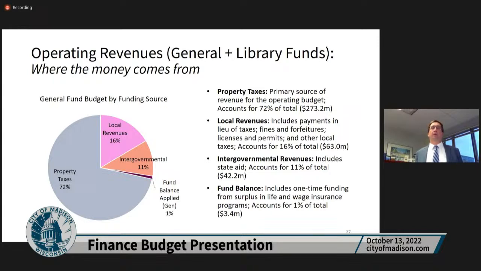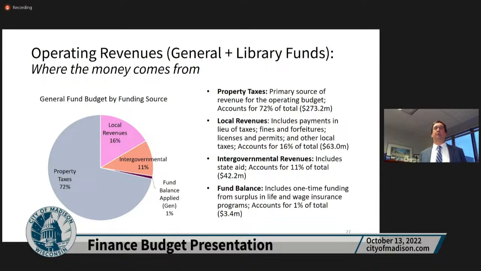And that includes what we call payment in lieu of taxes, which include payments from, for example, the water utility as a business entity pays something akin to a property tax, and that's a little under $8 million a year. Fines and forfeitures, which include parking violations, for example, licenses and permits, with the largest category there being building permits, which have been increasing over the last few years and are expected to continue to increase with the amount of new construction occurring in the city. And then other local taxes also include the city's share of room taxes.